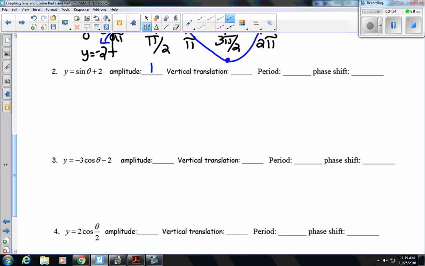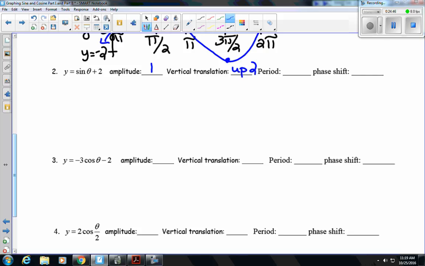Okay, you can either write the word up and then a 2. You could write the word down 2 if it were down. You could draw an arrow up or an arrow down. Or what else? Plus 2 or minus 2. But you can't just put 2. 2 doesn't give me a direction, and a translation is a direction.